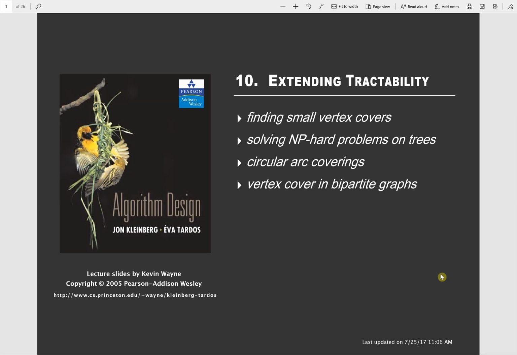Today, we're going to look at several problems where, by considering special cases, we can actually solve them either efficiently or reasonably efficiently. The problems we're going to look at are finding vertex covers, some NP-hard problems on trees, a problem called circular arc covering, and then we're going to go back to vertex cover and look at the problem in bipartite graphs.